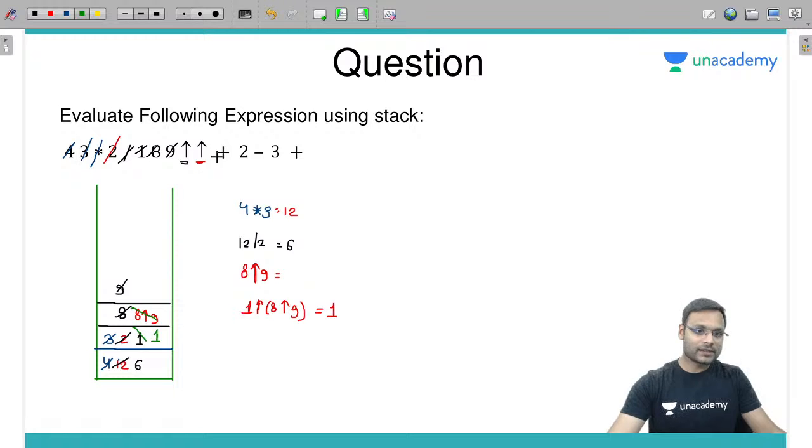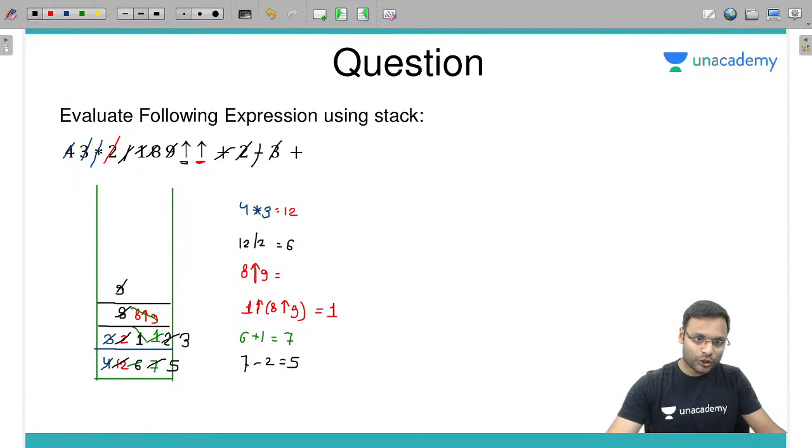Next is plus. 1 plus 6, 7, push it onto the stack. Then 2, push it onto the stack. Then minus, 7 minus 2, 5, gone, 5 is pushed onto the stack. Then 3, push it onto the stack, plus, 5 plus 3, 8. This is your final answer.